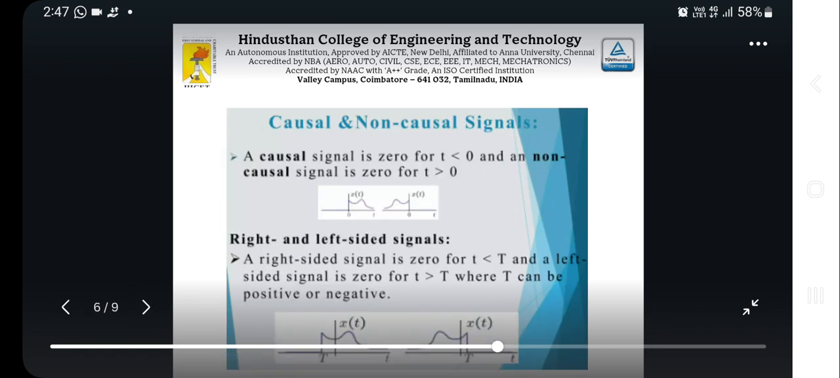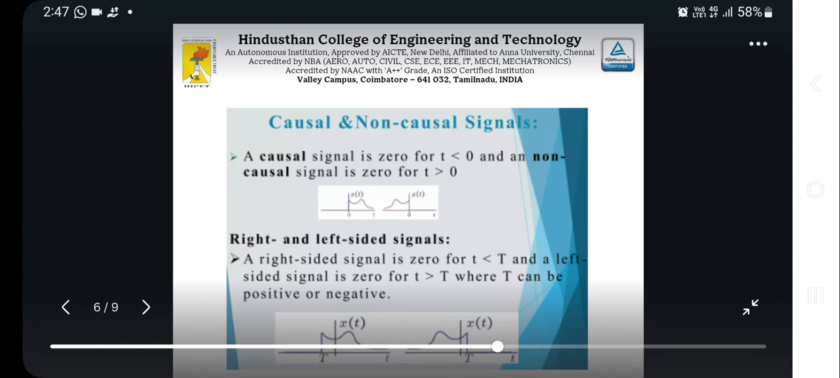Next one is causal and non-causal signal. The condition of a causal signal is that t is less than 0 and a non-causal signal means t is greater than 0. Whenever we have any t values less than 0, that kind of signal is called a causal signal. If the t values are greater than 0, we just call that kind of signal a non-causal signal.